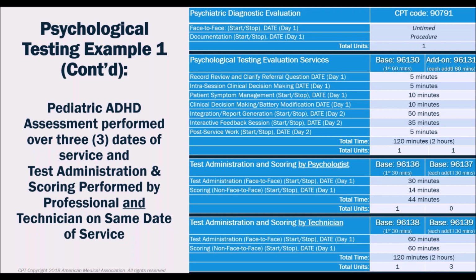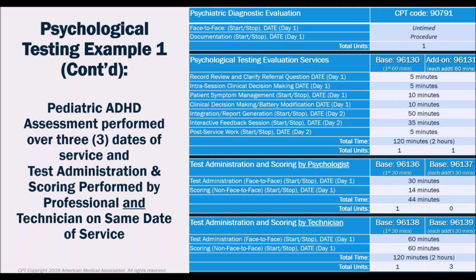Now, in this particular case, after the diagnostic evaluation, testing was planned. The types of tests may vary significantly from individual provider to individual provider. The example we use here is for the WPPSI-4, the BRIEF-2, and the BASC-3. So that's what we're going to be coding and showing how they're coded.